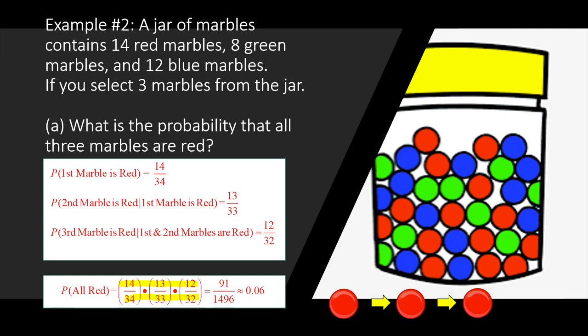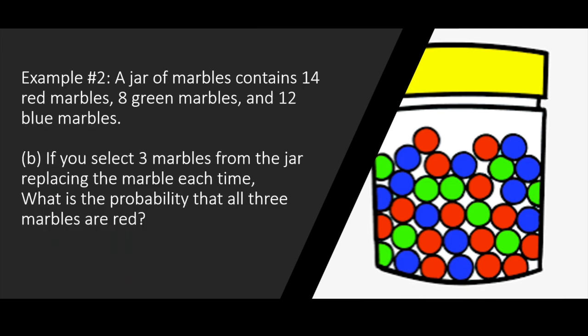The other thing is that you do not want to simplify your fraction. So 14 out of 34, for example, could be simplified, but don't simplify your fraction until the very end of the problem. So if I were going to multiply this out and get a fraction answer, I would get this ugly answer of 91 all over 1,496, which isn't really a very practical way to look at things. So usually with types of problems like this, we usually give a decimal answer, in this case 0.06.